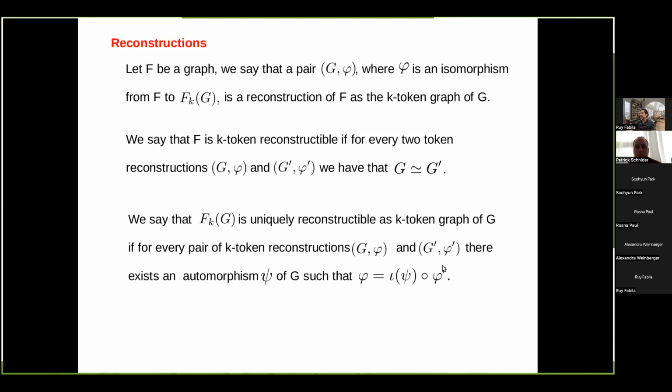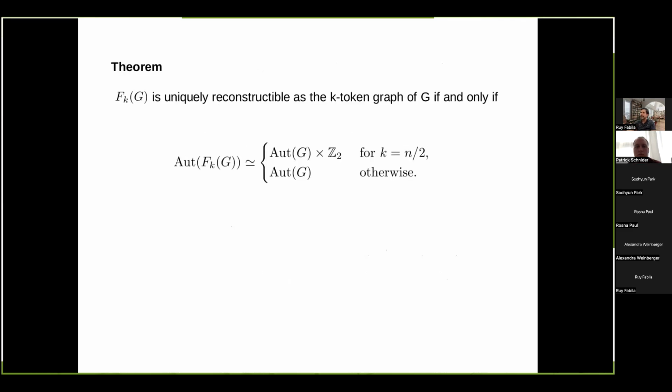Okay, that's what it means to be uniquely reconstructible. So you reconstruct it as a token graph of G in essentially a unique way. That means that it's essentially modulo an automorphism of G. So a first result in this direction is that this notion of uniquely reconstructible is intimately related to the automorphism group of the token graph. So we have equality in the previous inequalities that I showed you whenever the token graph is uniquely reconstructible as the K token graph of G.